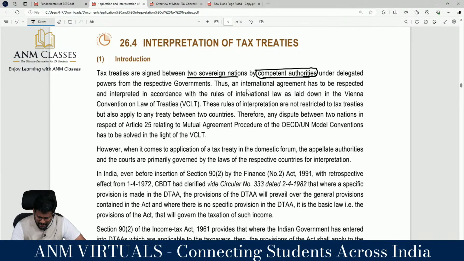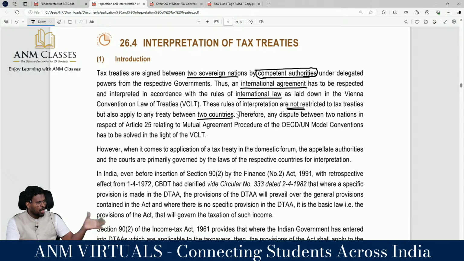Thus an international agreement has to be respected and interpreted in accordance with the rules of international law as laid down in the Vienna Convention on the Law of Treaties. That means it's an international agreement. We have to give respect to that agreement and interpret it properly. To interpret it properly, the VCLT terms and conditions are written, right? These rules of interpretation are not restricted to any tax treaty, but also apply to any treaty between any countries. This VCLT is the general law of interpretation. Any agreement entered into by two countries will be interpreted using the VCLT. A tax treaty is one of the instruments.